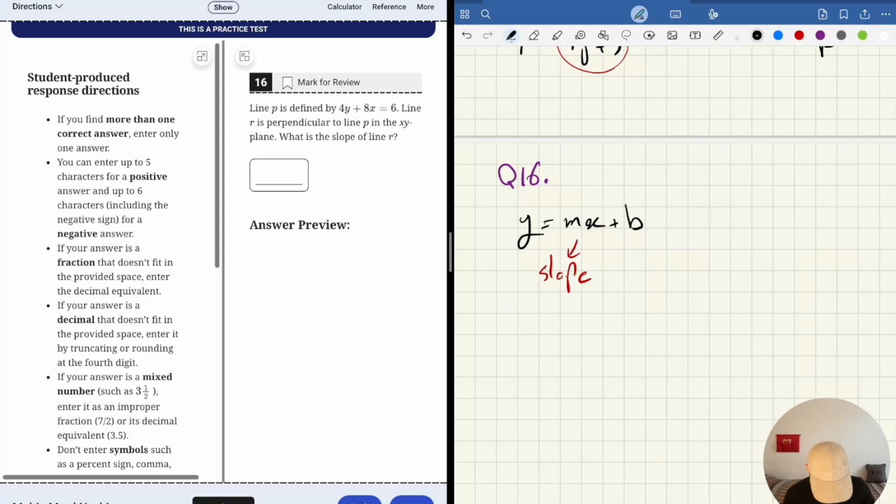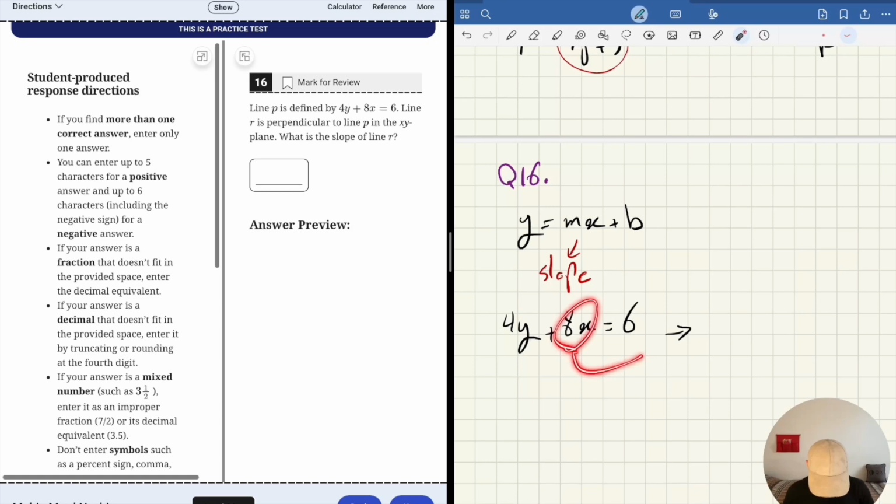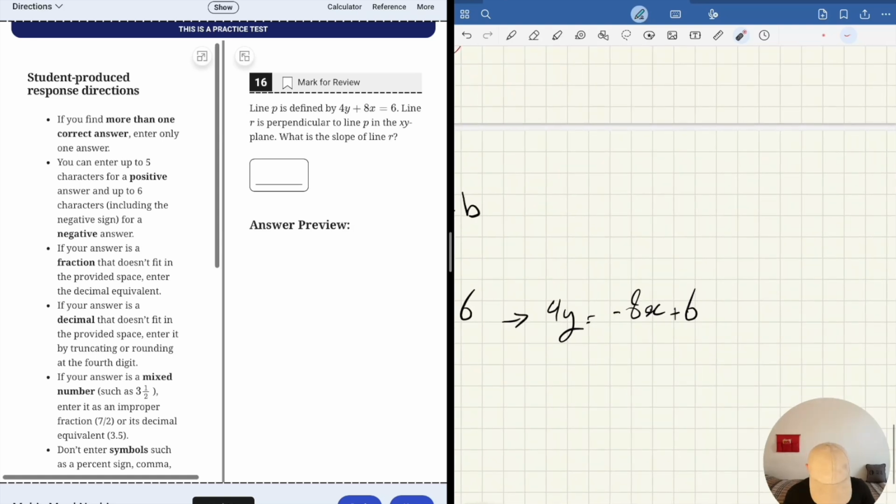The equation we have is 4y plus 8x equals 6. To write this equation in this form, the only thing we need to do is isolate y. I'm going to move this 8x to the other side, so I have 4y equals negative 8x plus 6. Now I need to divide both sides by 4, so these cancel out and I have y here, and this side also by 4. So then it would be y equals negative 8 divided by 4 x plus 6 divided by 4.